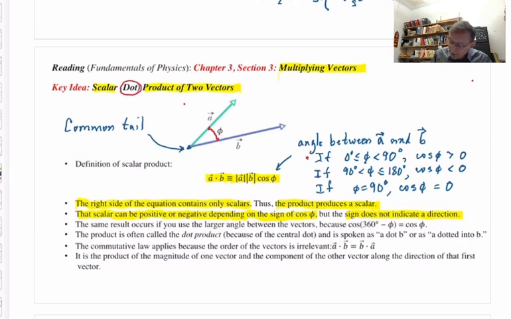Let me draw a second picture to correspond to my second bulleted item. If phi is greater than 90 but less than or equal to 180, then the cosine of phi is negative and the dot product is going to be negative. Let me draw them over here to the side. B would be like that. There's the common tail, and maybe A would go off like that, so that the angle between them, phi, is clearly larger than 90 degrees. Then the scalar product of the vectors drawn like that would be a negative number.